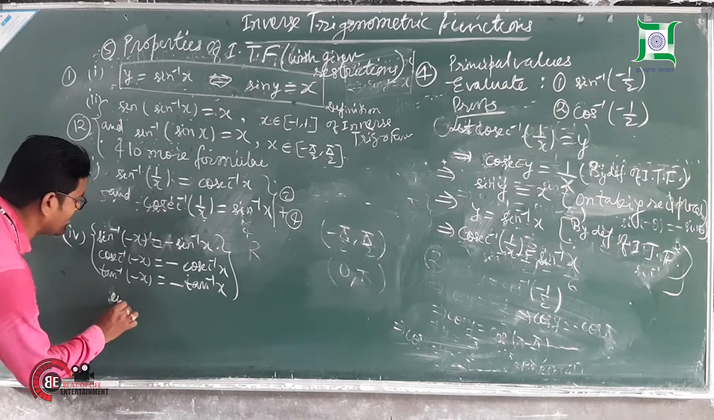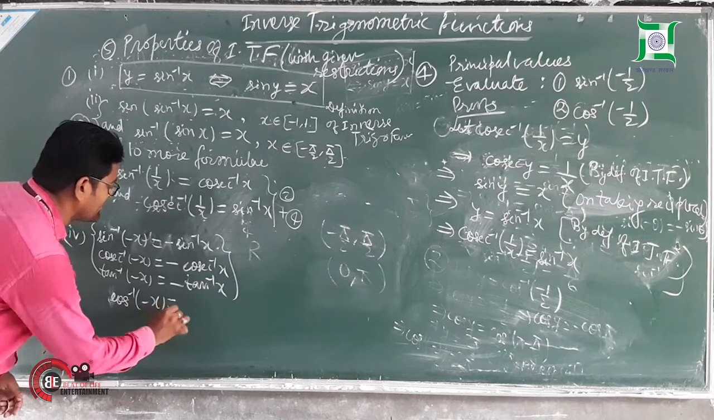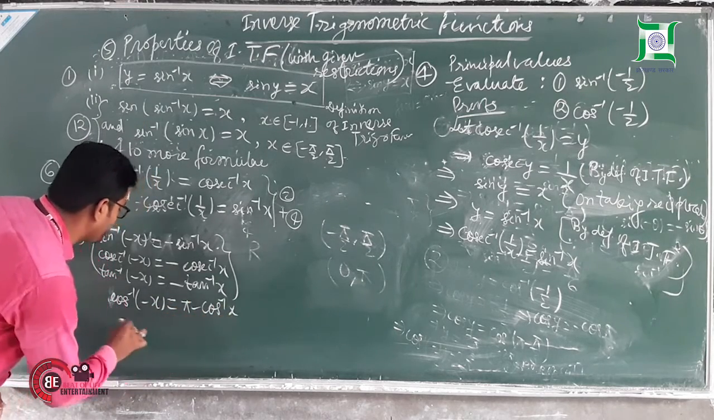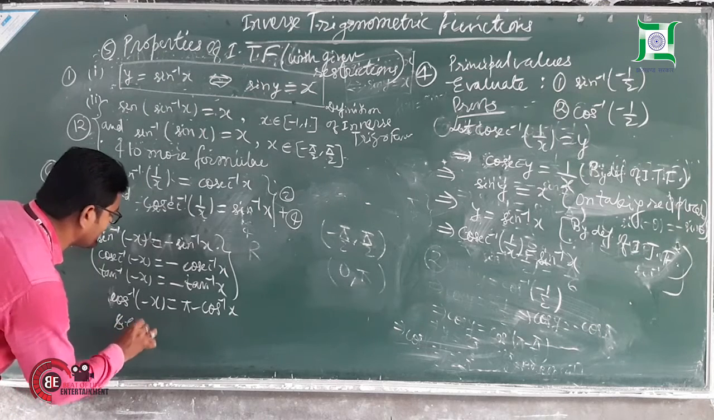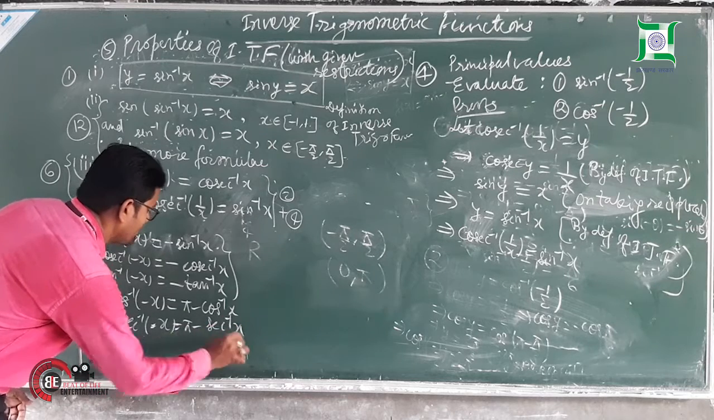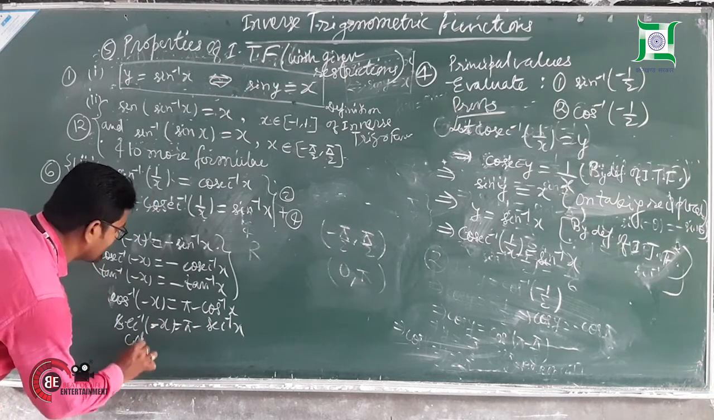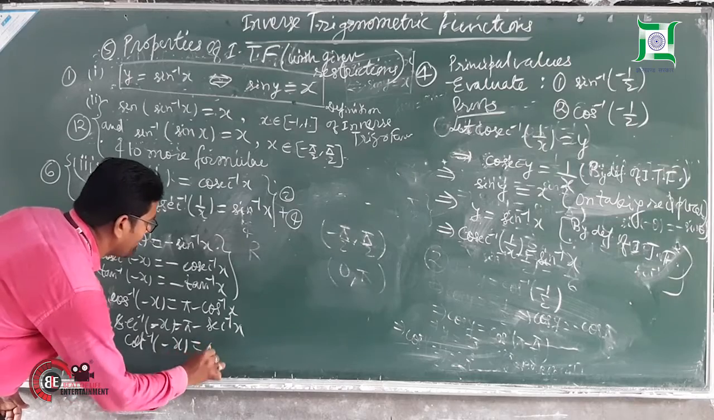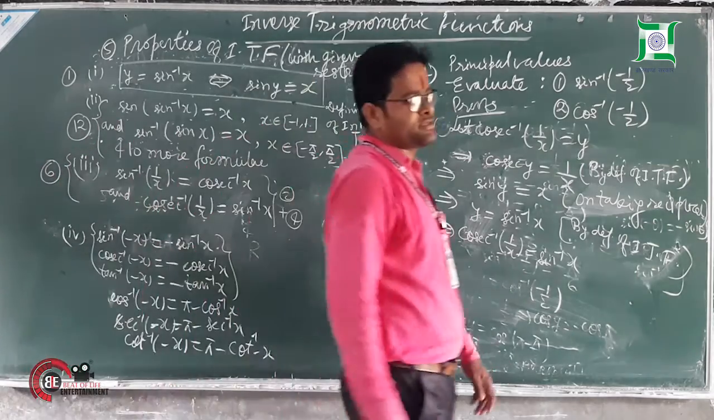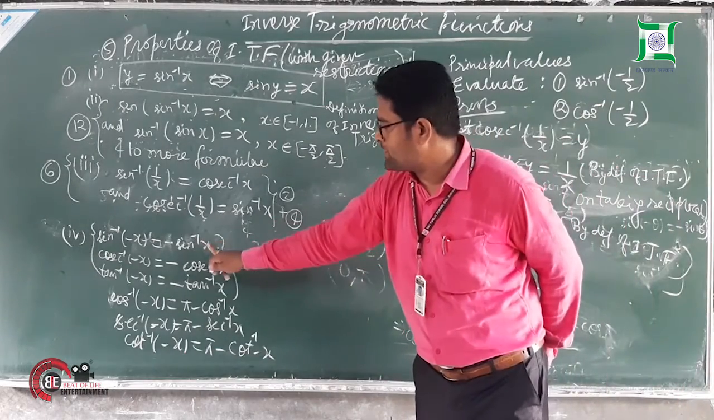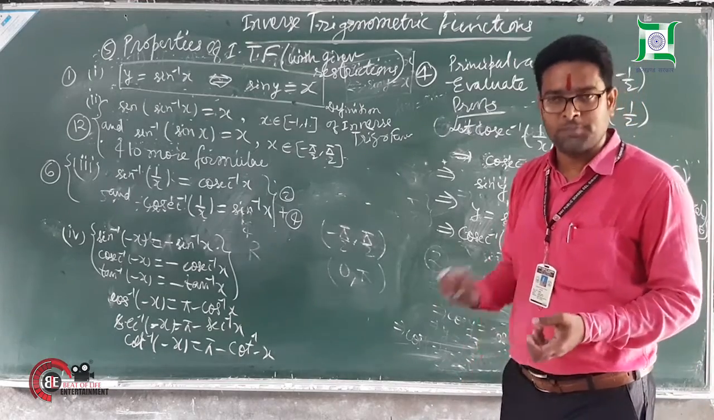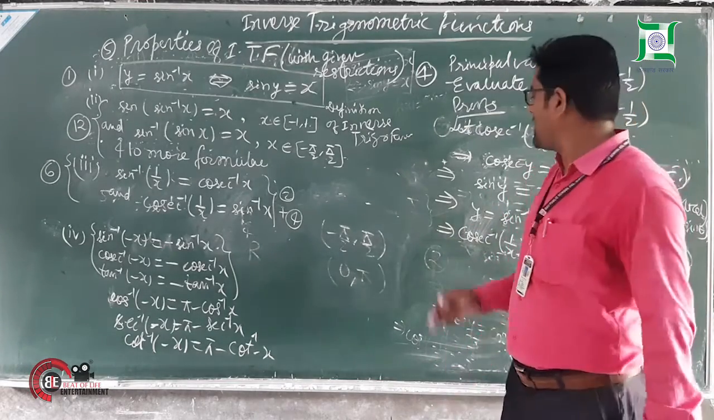Now next, let us see. In place of sine, I am writing cos inverse minus x is equal to pi minus cos inverse x. Now the change is there. Sec inverse minus x is pi minus sec inverse x. Then cot inverse minus x is pi minus cot inverse x. Now you see the change. Here it is the negative of the inverse, and here it is pi minus the inverse of that function. How has it happened? Let us see.